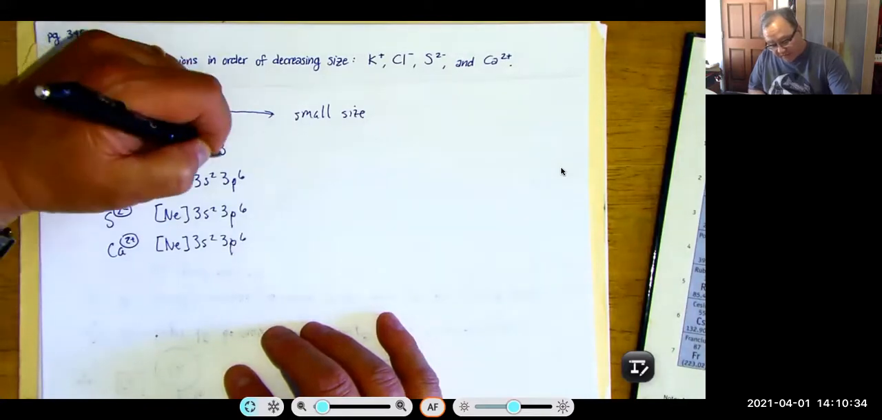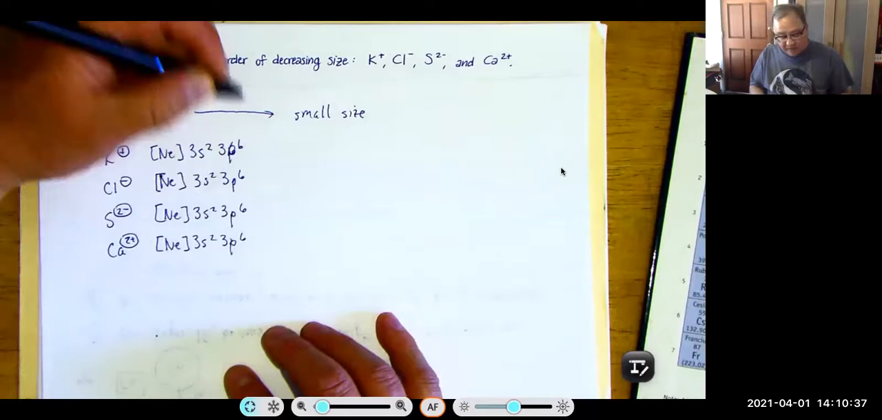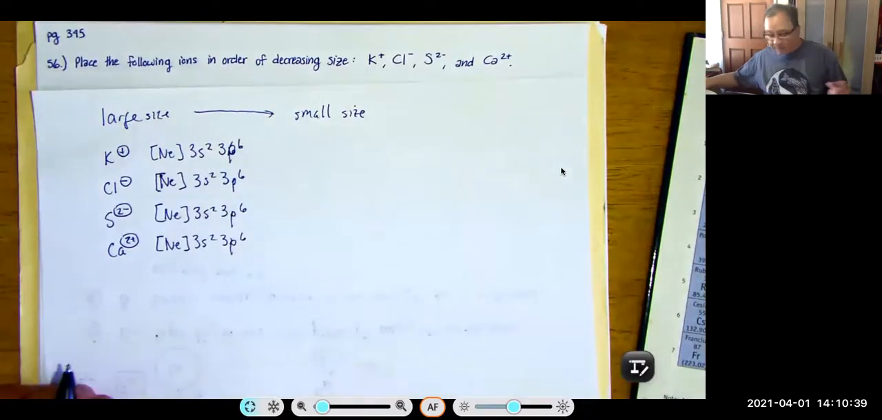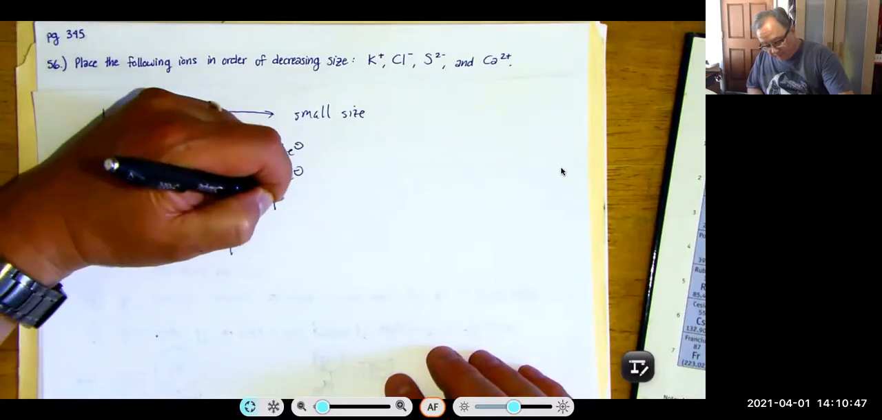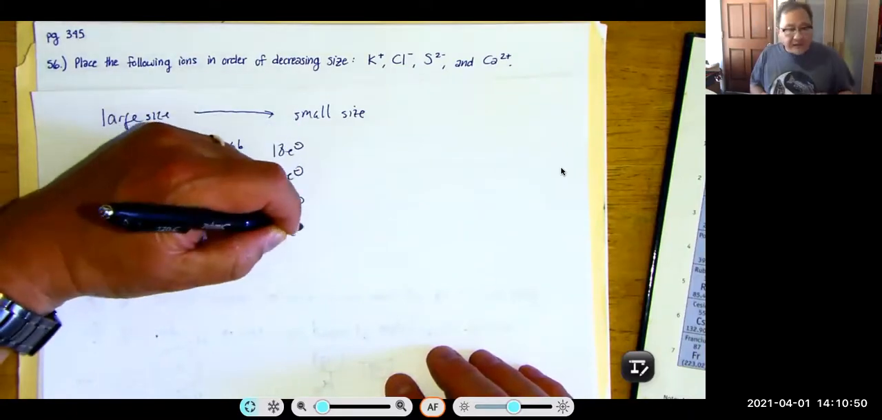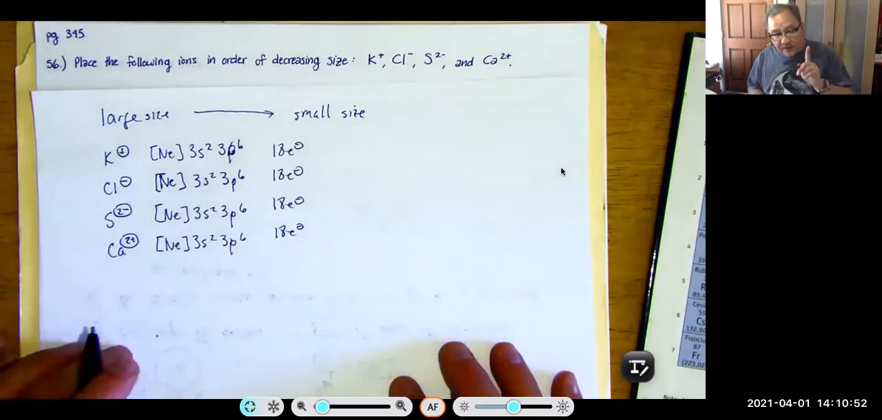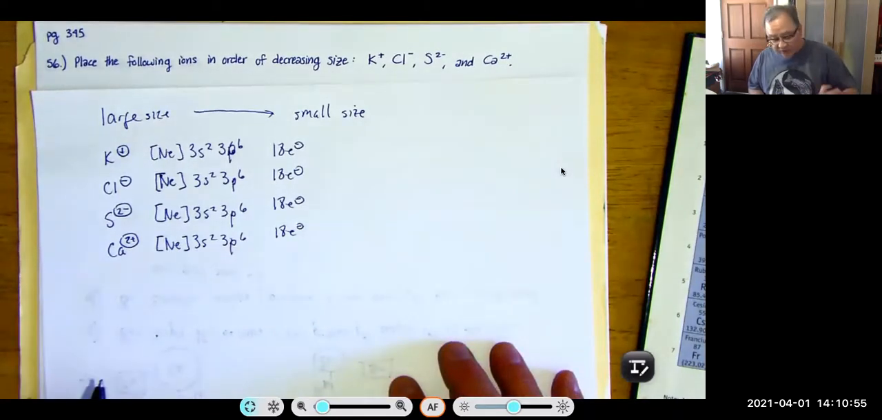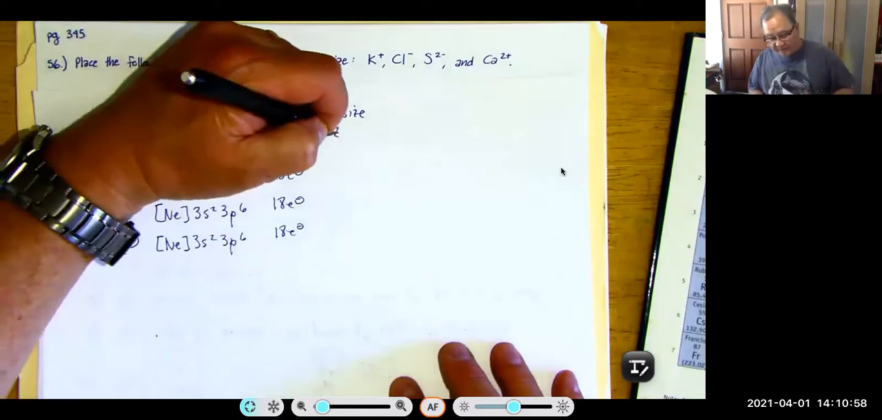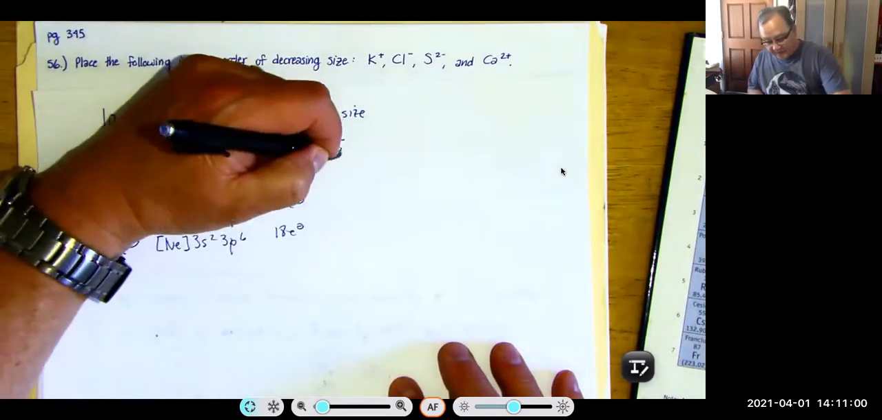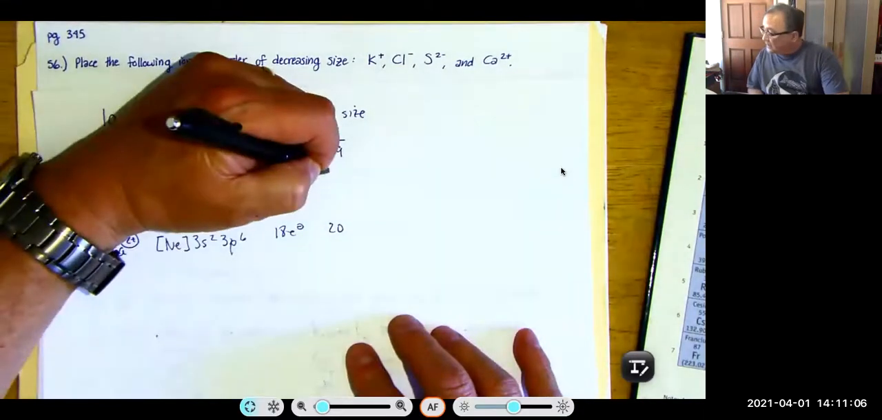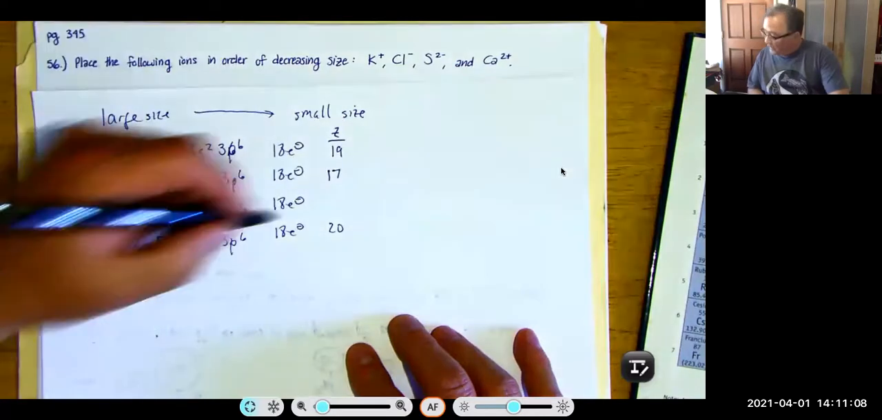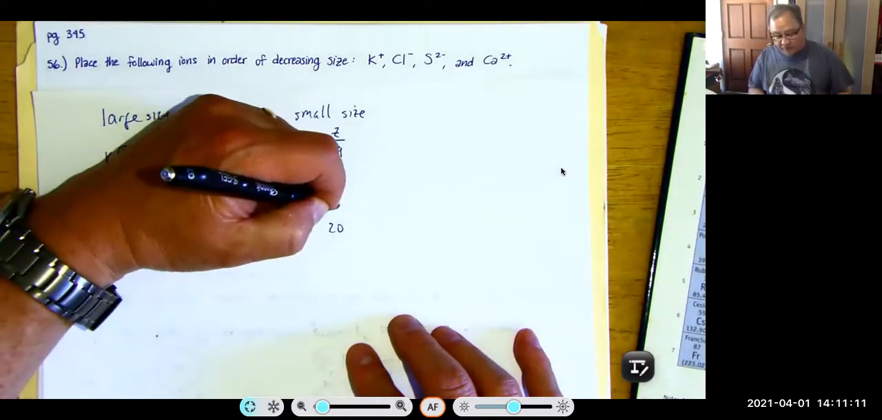So what that means here is that when you look at the number of electrons on each of these, they all have the same number of electrons as argon. So they all have 18 electrons. So you might think, okay, so they're all the same size because they all have the same number of electrons. But there is a difference between each of these. Let's look at the number of protons. So I'm going to put Z here, 19, 20 down here for calcium, 17 for chlorine, and 16 for sulfur.